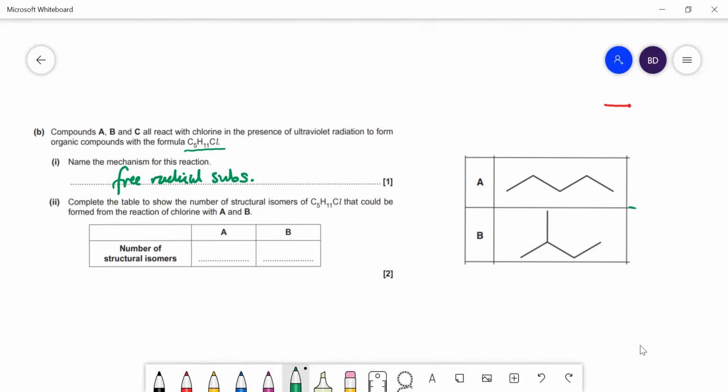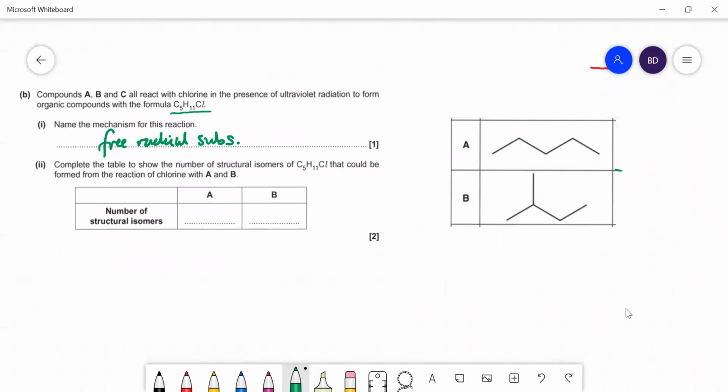Let's have a look at A then. We've got to replace a hydrogen on one of those. We've got 5 different carbons there, so I'll draw them in a row like that. Now we could replace a hydrogen on the end carbon. That would give us 1 isomer. Or if we put it there, that's going to be the same. That's not going to be any different, is it, than the other one?